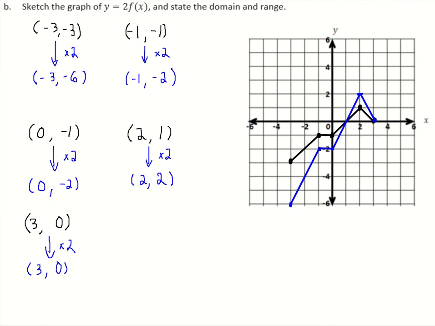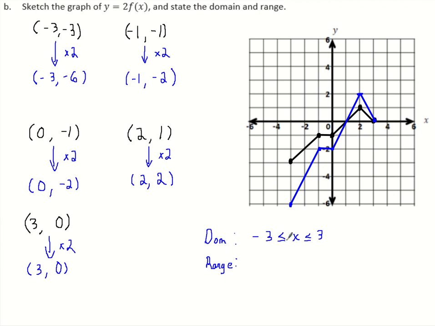Now we're not done with the question yet, though. It wants us to state what our domain is, and it wants us to state what our range is. Here's the good news about our domain. Our domain hasn't changed. We still go from -3 all the way up to 3. So -3 is less than or equal to x, which is less than or equal to 3.